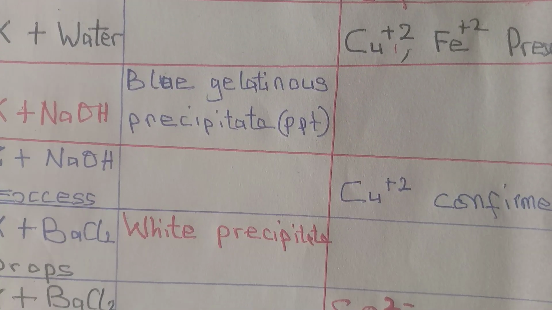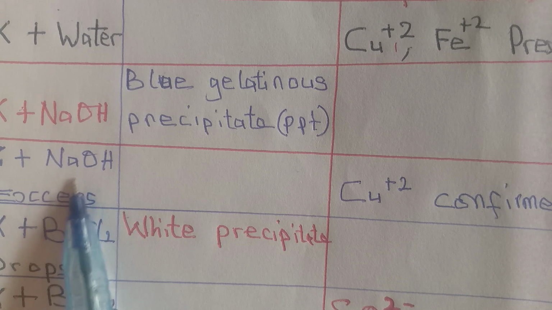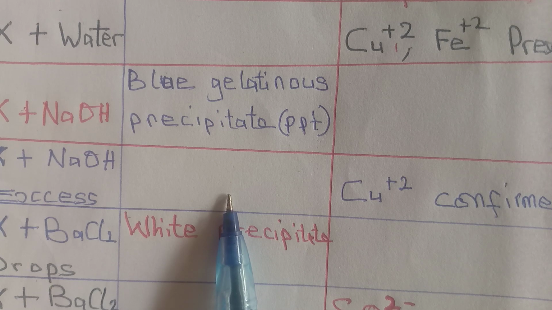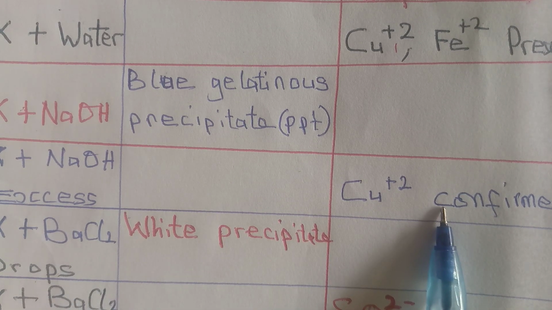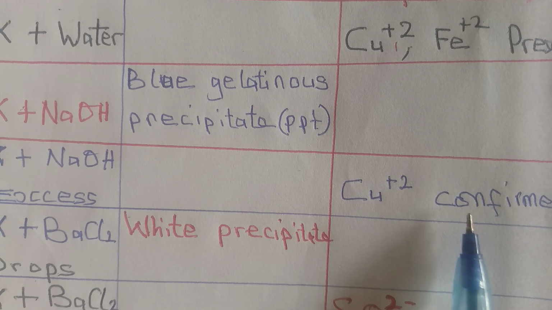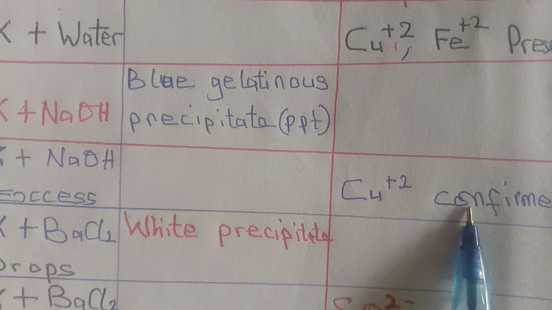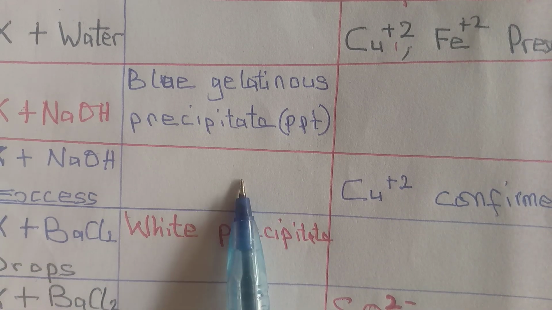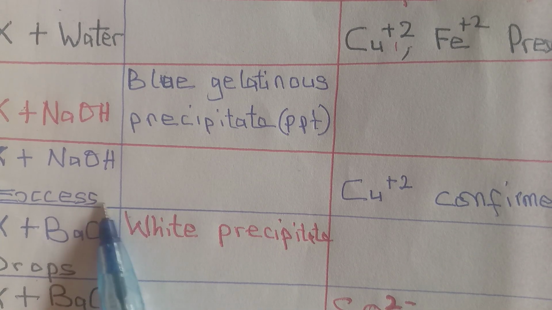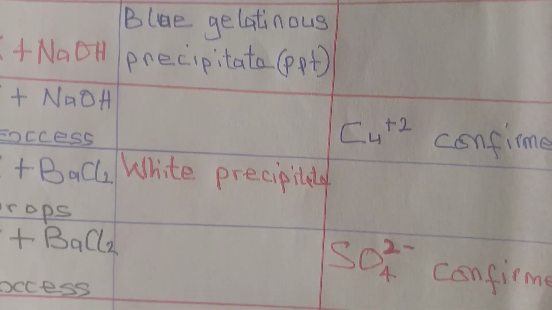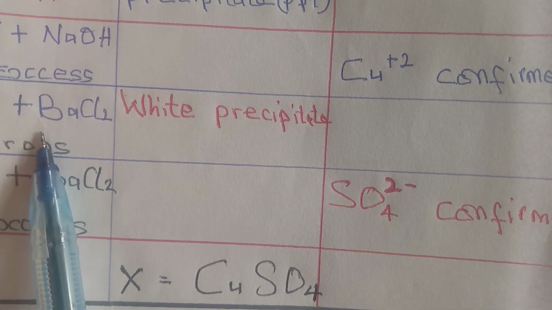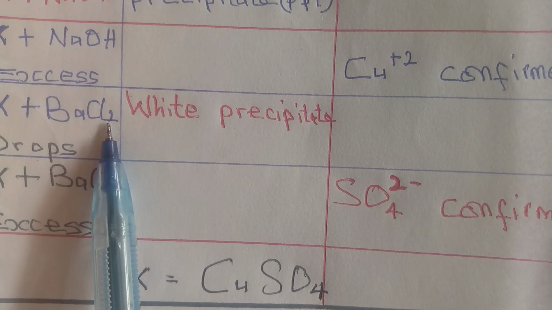Then we were told again that sodium hydroxide now reacted with substance S, this time in excess. The observation was left for us, but under the inference, we were told that copper 2 ion was confirmed. Now, knowing that copper 2 ion has been confirmed, it is expected that you know what will be the observation if you have sodium hydroxide reacting with substance S in excess.